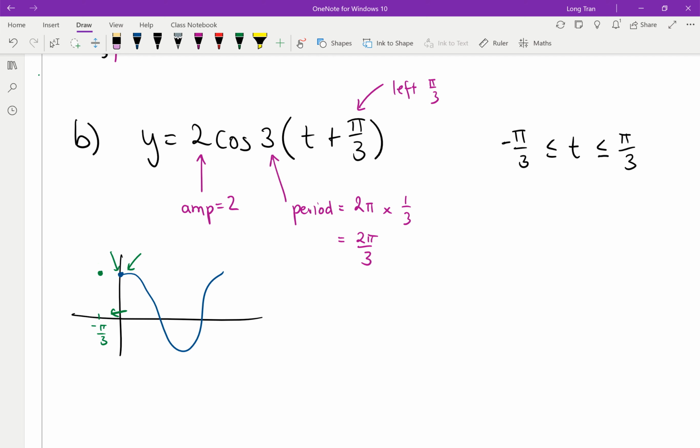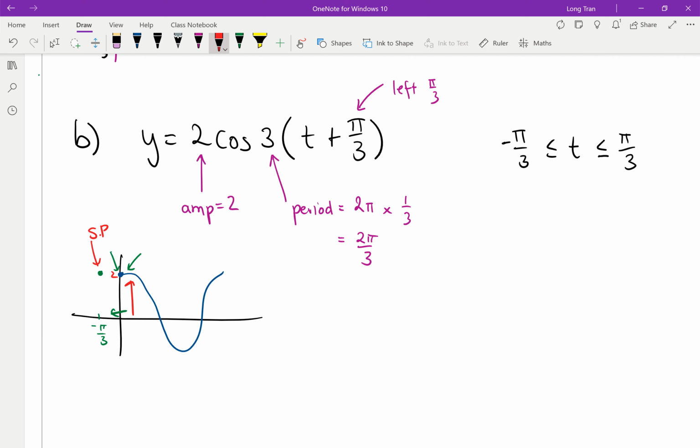Okay, so that's what I want you to start with. You always need a starting point. So this is the starting point. I do SP for starting point. So that is at the maximum, which we know the amplitude is 2. So at negative pi on 3, it's at the maximum at the moment.